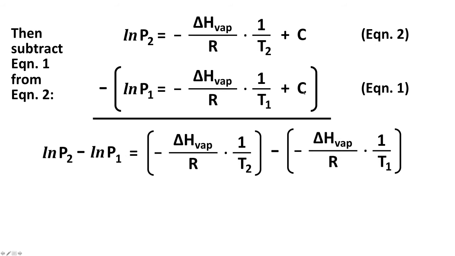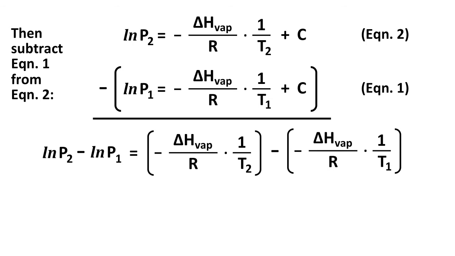So putting that all together, we have ln of P2 minus ln of P1 equals negative delta H vaporization over R times 1 over T2 minus negative delta H vaporization over R times 1 over T1. And this is kind of a cumbersome looking equation.